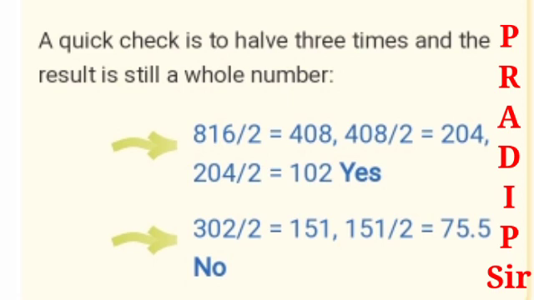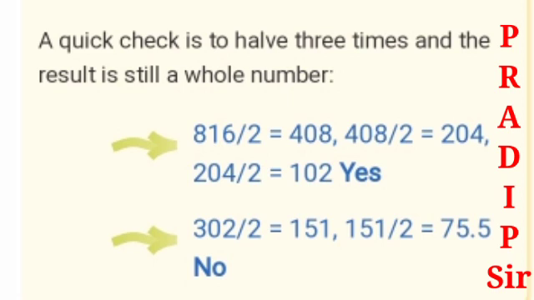But in the case of the number 302, if we divide by 2 three times, 302 by 2 is 151. 151 by 2 is 75.5. After dividing 2 times, we got 75.5, which is a fraction. So the number 302 is not divisible by 8. So this is another quick check of divisibility of a number by 8.